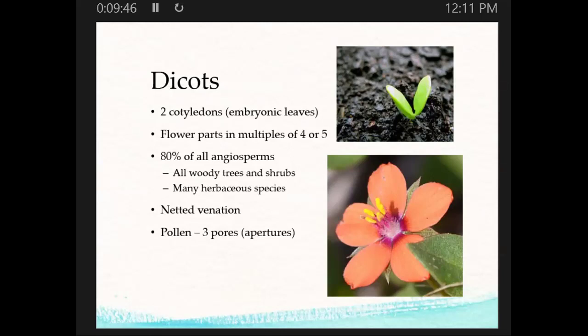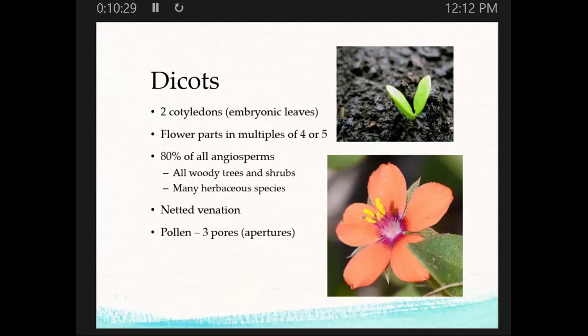As you see here, there are 5 flower petals and 5 stamens. So that would be a clue that it's most likely a dicot. The other thing, if someone asks, is that a monocot or dicot, and you don't know, you just guess dicot, because 80% of all angiosperms are dicots. So they win. They're more abundant. Trees and shrubs, and many, many herbaceous species fit into this dicot category. So 80%, and then roughly 20% are the monocots.